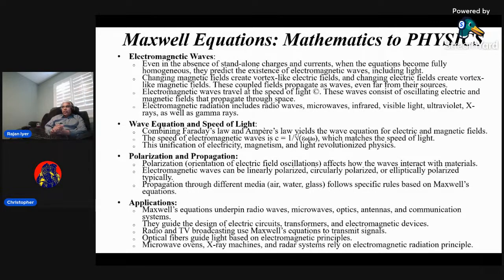Okay. So again, I have not gone into detail about that. Some aspects we are considering. But then we say Maxwell equations, how we converted the mathematics that he developed into the physics aspect. He could actually infer or interpret that even if standalone charges and currents are absent, that means the equations are homogeneous, they predict the existence of electromagnetic waves, including light.